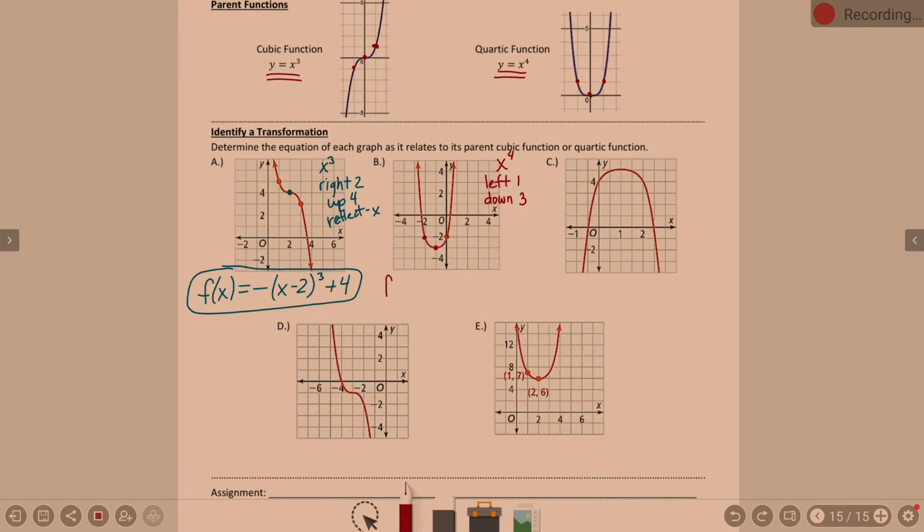Okay, write this equation. F of x equals? X plus 1. Okay, left one is going to be x plus 1 in parentheses. What else? Okay, to the fourth. And if there's no left or right, then that fourth does just go on the x. But as long as there's a left or right, it goes outside the parentheses. Down 3, minus 3. Anything else? No.